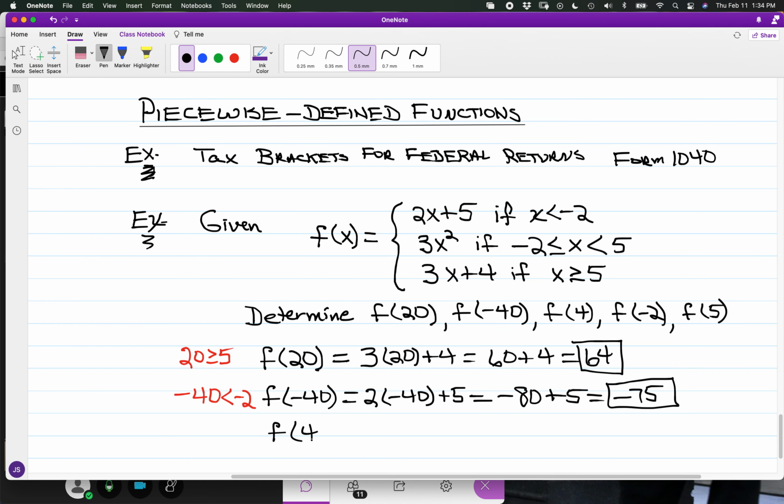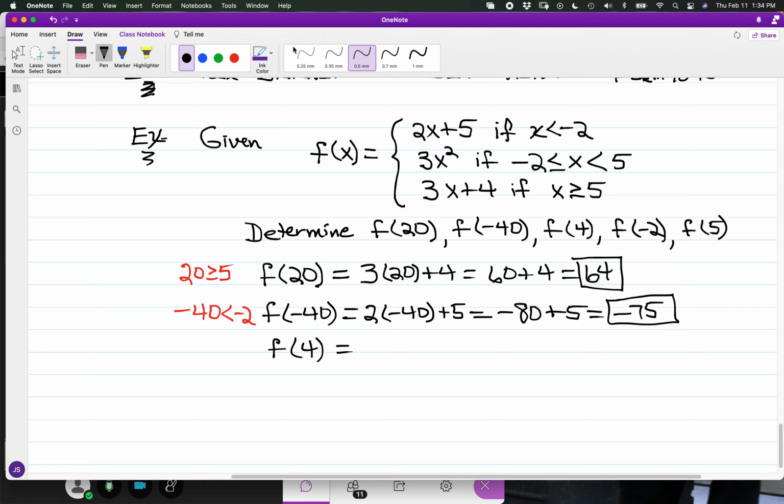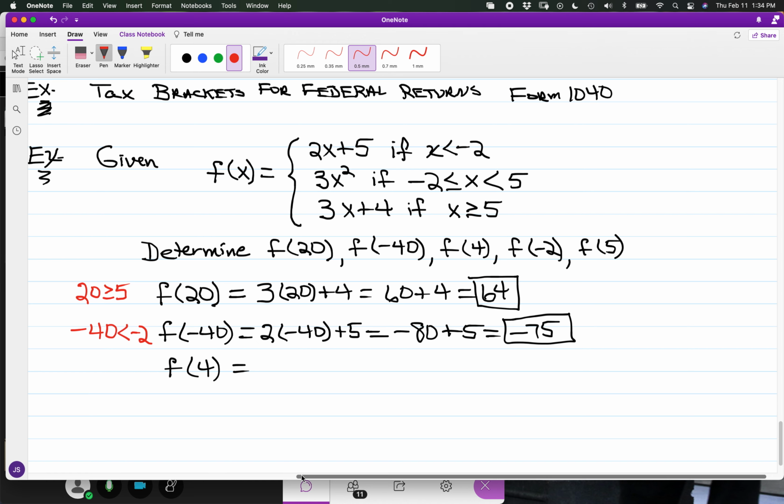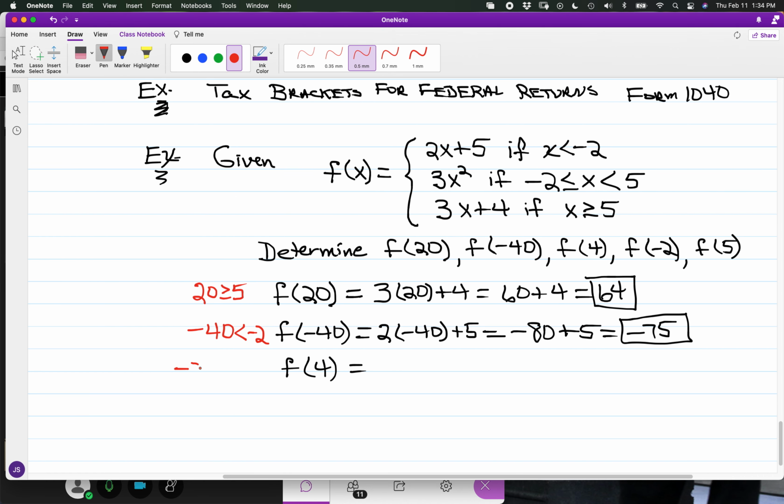Now, in the case of the input at 4, if you notice, 4 is not less than negative 2. But 4 is between negative 2 and 5, in the nature of this compound inequality, and that is going to be true. We have negative 2 less than 4, and 4 in turn is less than 5. So for 4, we're going to take 3 times the square of that input. 4 squared is 16, and 3 times 16 comes out to 48.